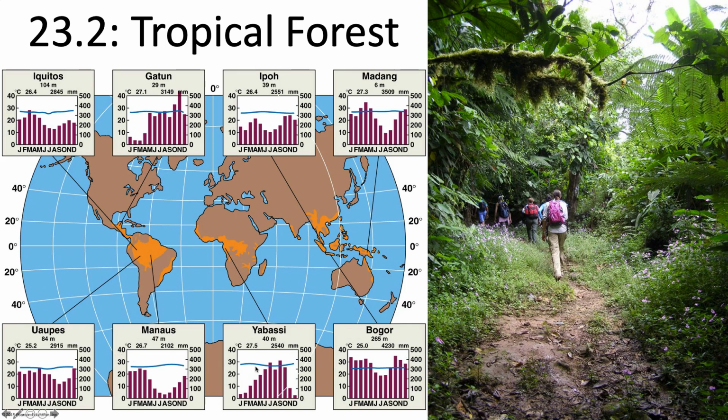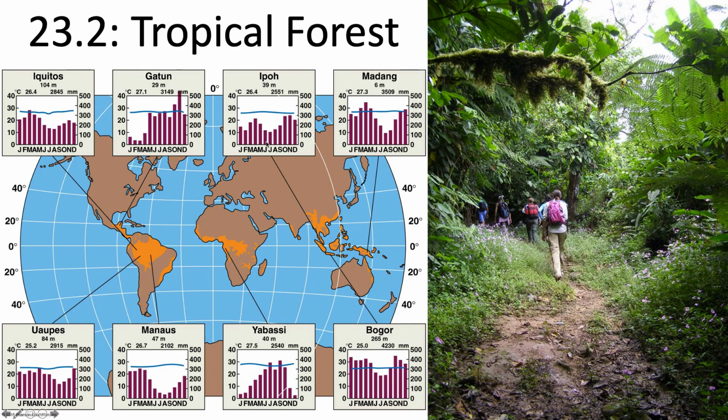And then the blue line is rainfall. So that's millimeters. And then the red lines are temperature. And then this up here is the elevation that they each occur at.